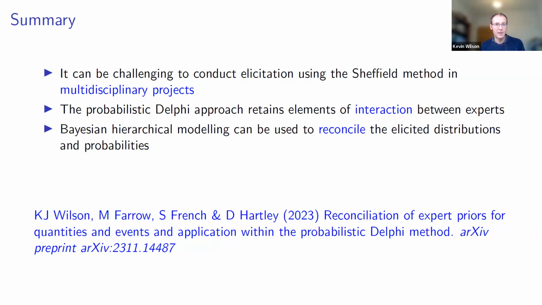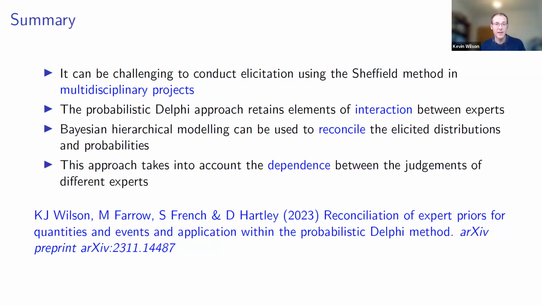Hopefully, you've seen that Bayesian hierarchical modeling can be used to reconcile the elicited distributions and also probabilities for binary events, which is something a little different than what most people do. And through this approach, we can take into account the dependence between the judgments given by different experts, and in particular, this idea that experts using similar rationales or with similar backgrounds will be giving more correlated information than experts who are using very different rationales. Okay, that's it. And if you're interested, that's the arXiv paper at the bottom.